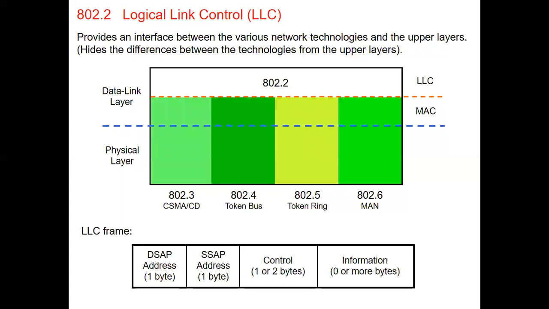Then what you see below are the logical link control frames. DSAP address, which is 1 byte. SSAP address, which is also 1 byte. Control is 1 or 2 bytes. Information is 1 or more bytes. So this provides an interface between the various network technologies and the upper layers, hiding the differences between the technologies from the upper layers. Which ones are the upper layers? Starting from the network layer, transport layer, and the application layer.